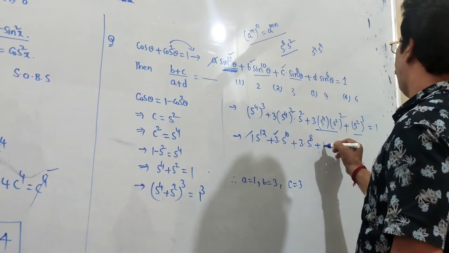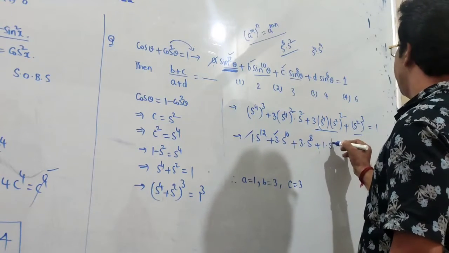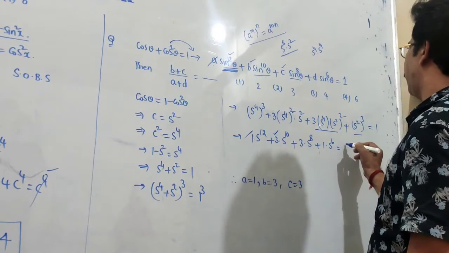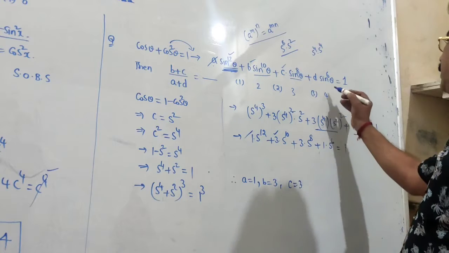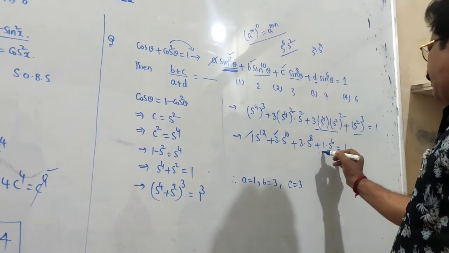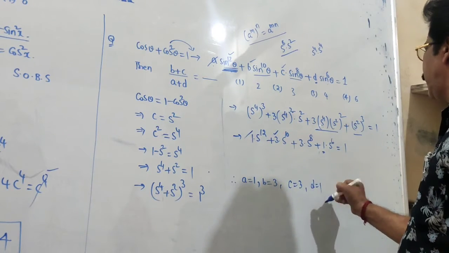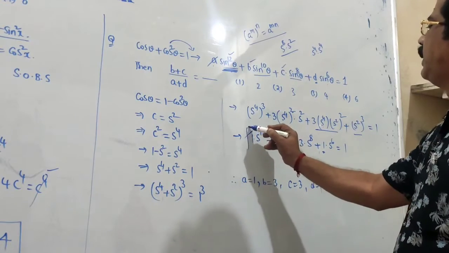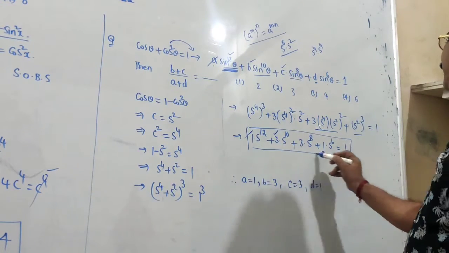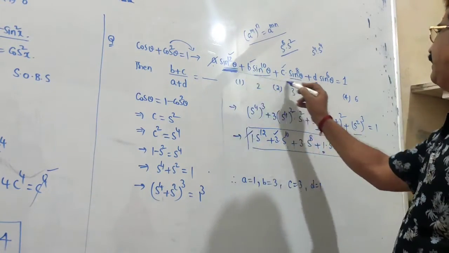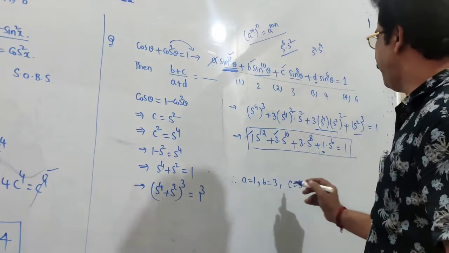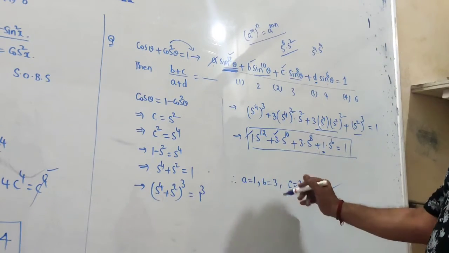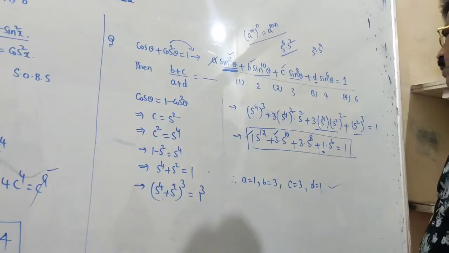Next, this is over. Lastly, 1 into sine to the power of 6, that is equal to 1, sine to the power of 6. What is d? 1. So d is equal to 1. So therefore, this statement is compared with the given statement. So clearly we are having a value 1, b value 3, c value 3, d value 1.